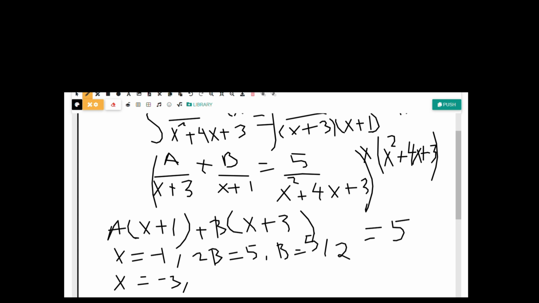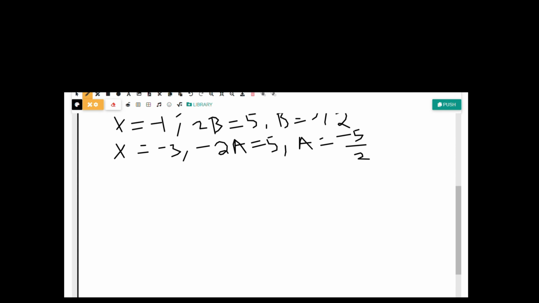And when x is equal to negative 3, this will just simply be 0. And then negative 3 plus 1 is negative 2. So negative 2a is equal to 5. And then a is equal to negative 5 over 2. Or negative 2.5, if that's what you prefer. Now we can plug this back in.